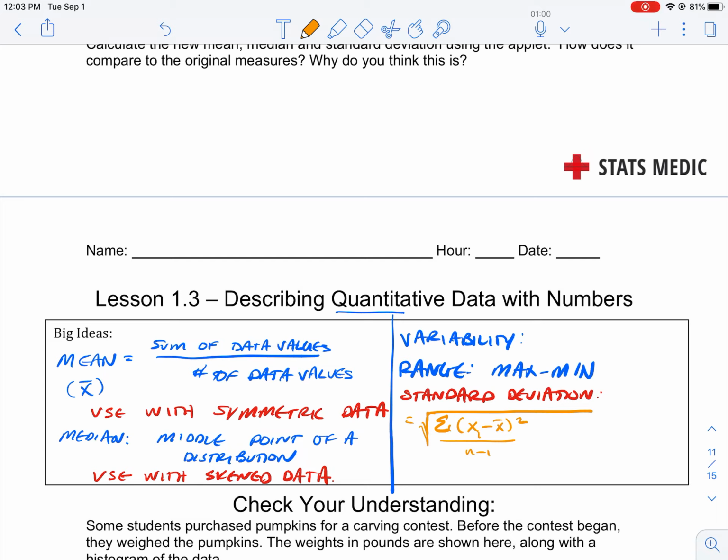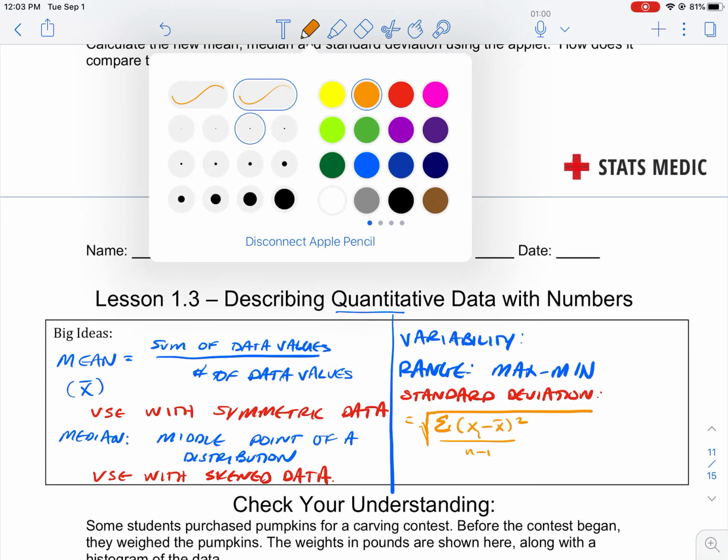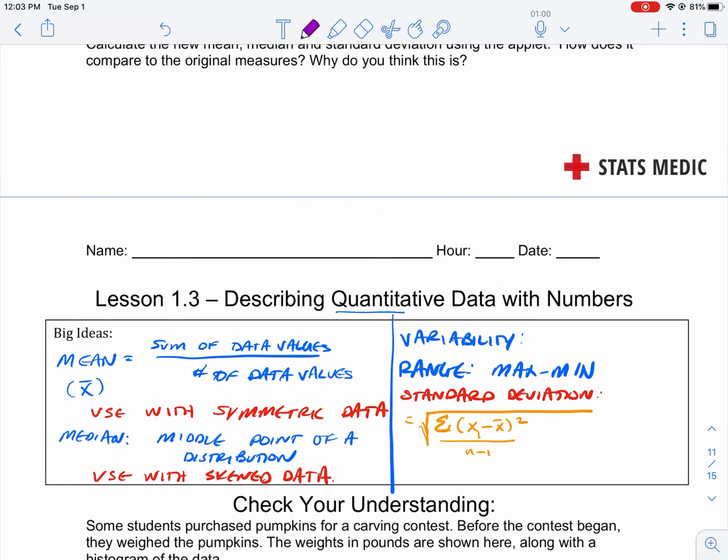But the most important part about standard deviation is understanding the context. What I'm going to write here is a sentence with a few blanks in it that you'll fill in per the prompt of the problem. So the blank typically varies from the mean of blank by blank.